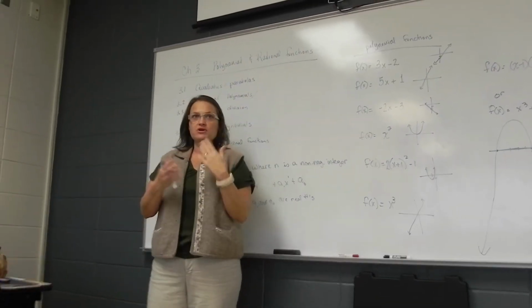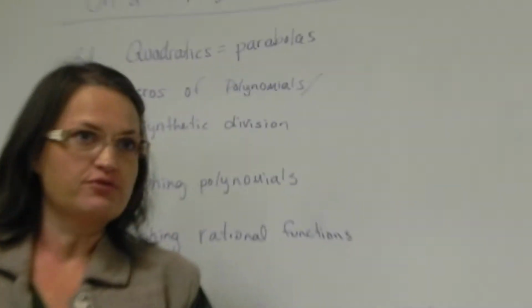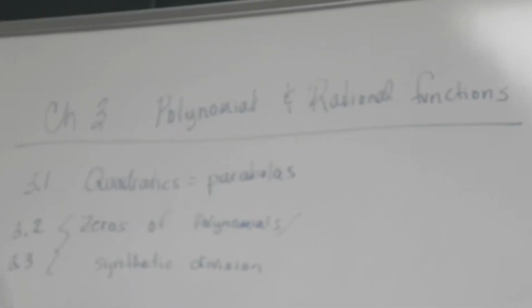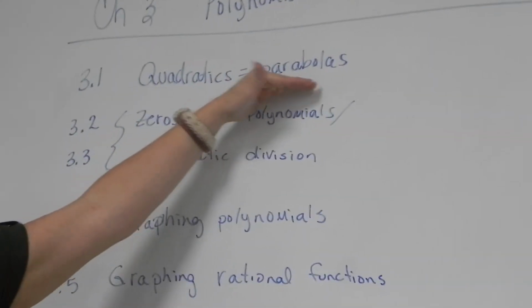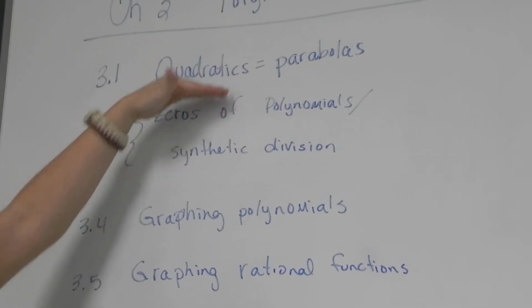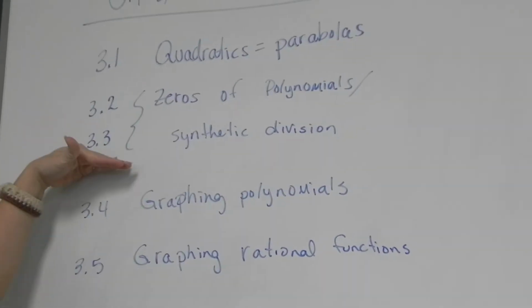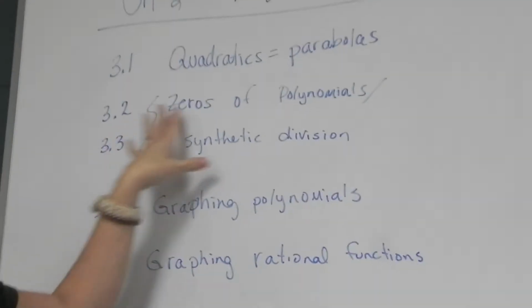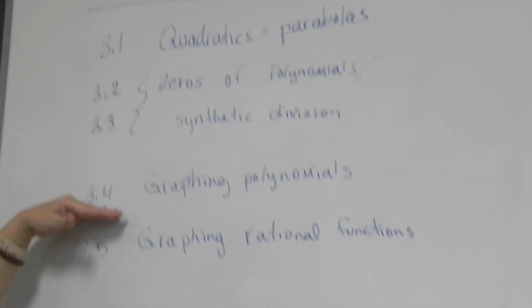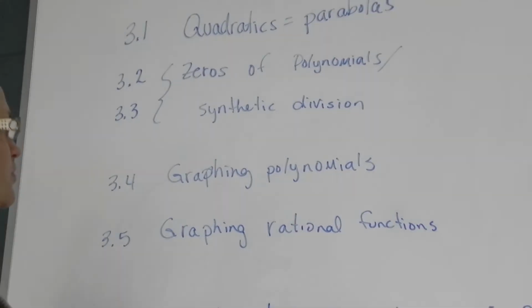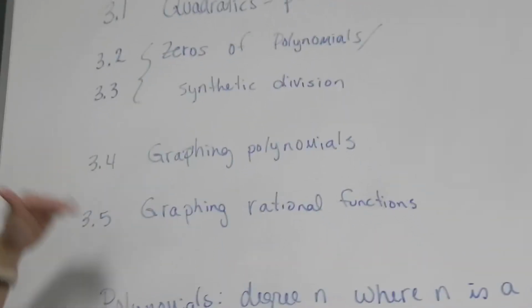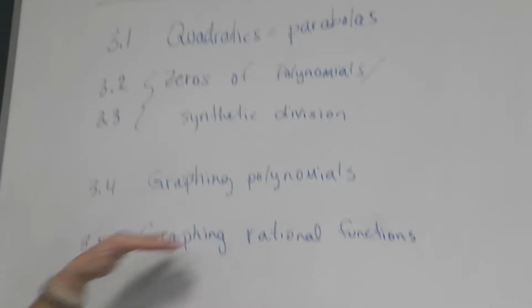Rational functions, and I wanted to just give you an overview of what the difference is and the definition. 3.1 is going to be on quadratics, which is a type of polynomial graph. 3.2 and 3.3 are going to help us figure out the zeros of polynomials. 3.4, we're going to put together all that we've learned and just graph any type of polynomial expression or function. And then 3.5, we're going to shift gears, and that's the part that's called the rational functions.